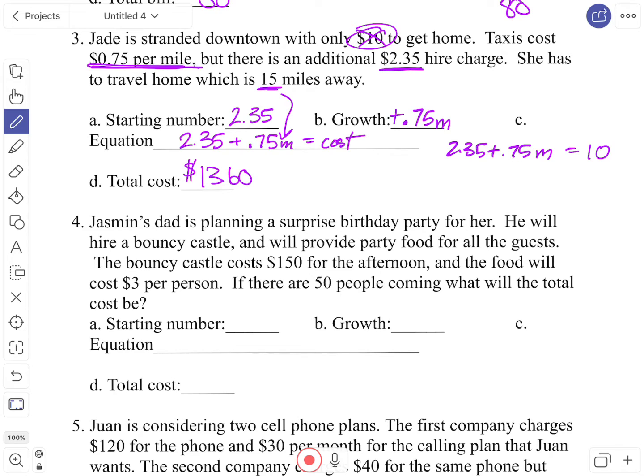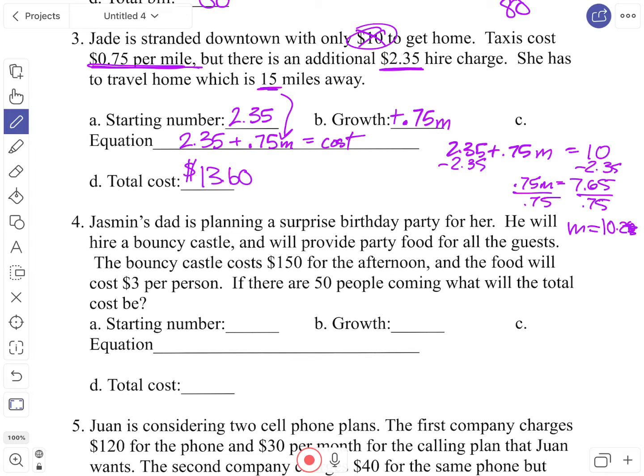And if that's the case, we would subtract 235 from both sides because we'd solve for the m. So 10 minus 235 would give us 0.75m equals 7.65, which we would divide by 0.75, and we'd get m equals 10.2 miles. So she could go a little over 10 miles off that $10, but she's still going to have to walk, unless she can scrounge up some money that can help her make it the whole way there.